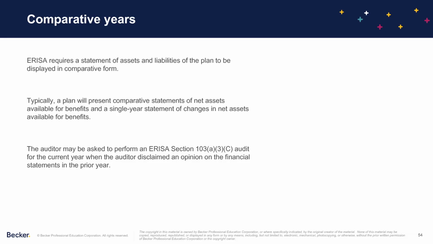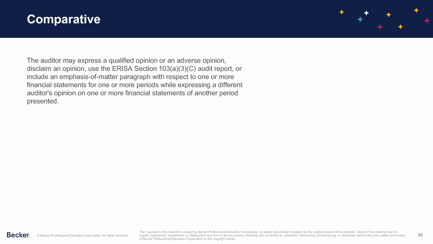So you have a choice. You may either express a qualified or adverse opinion, disclaim an opinion, use the new ERISA 103(a)(3)(C) report, or include an emphasis paragraph with respect to one or more financial statements or one or more periods while expressing a different opinion on one or more financial statements of another period. So when you're doing these comparative financial statements, keep that in the back of your mind. Last year, we did disclaim an opinion. Now we're going to be giving an opinion, and we're just explaining the exclusion of scope to some extent. We're not calling it a limited scope, and that's where we get that difference.